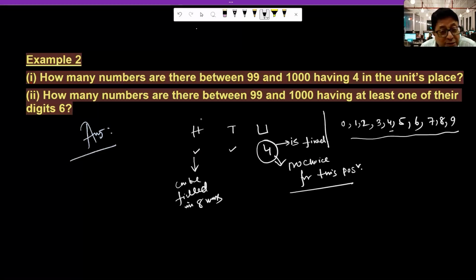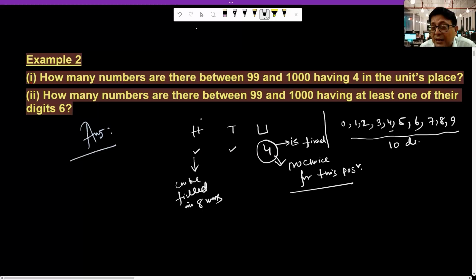So 4 you cannot take. You have taken one digit here. So out of 10 digits, how many are left? 2 are in use. 10 minus 2, 8. Okay? So this place also can be filled in 8 ways.